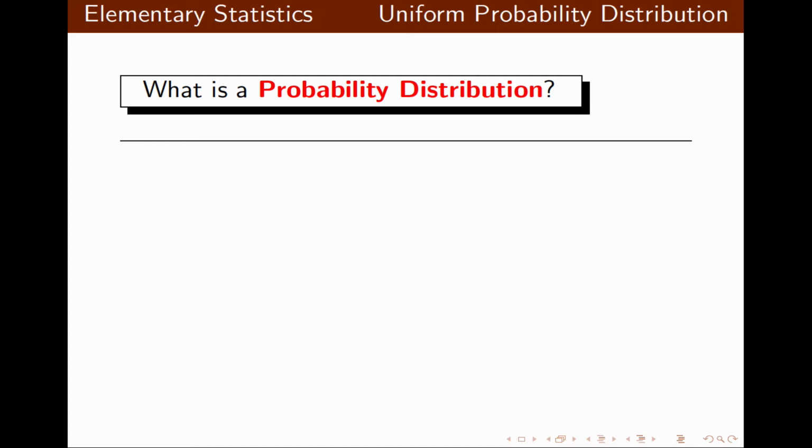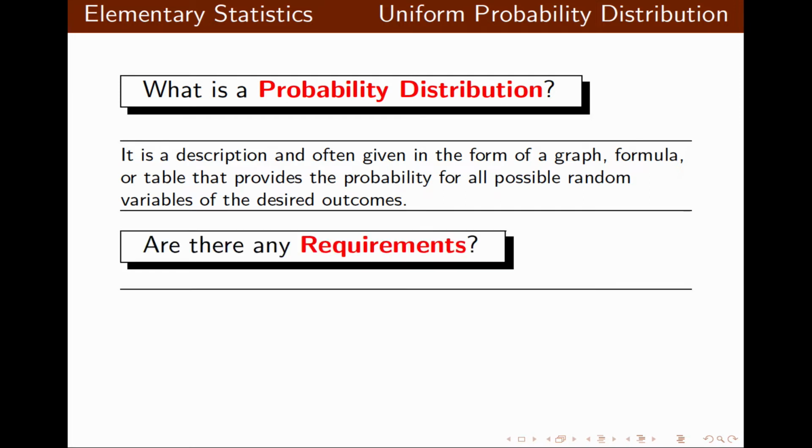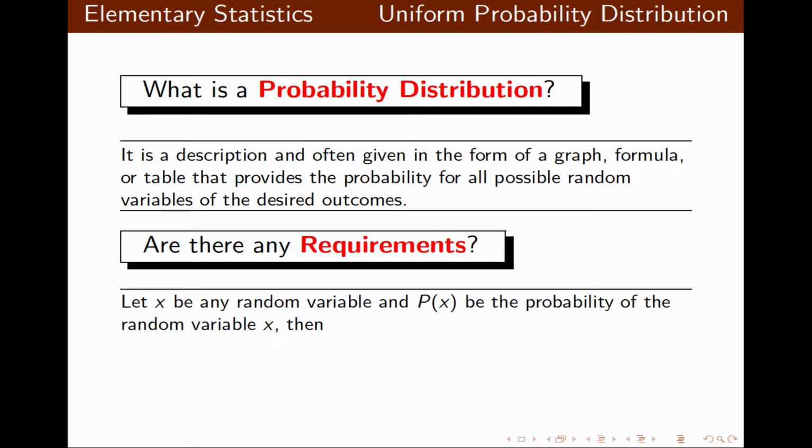Now, what is a probability distribution? It's a description, often given in the form of a graph, a formula, or a table, that provides the probability for all possible random variables of the desired outcome. Do probability distributions have any requirements? The answer is yes. If x is a random variable and p of x is the probability of the random variable x, then the sum of all probabilities should be 1. And any probability has to be between 0 and 1 inclusive.